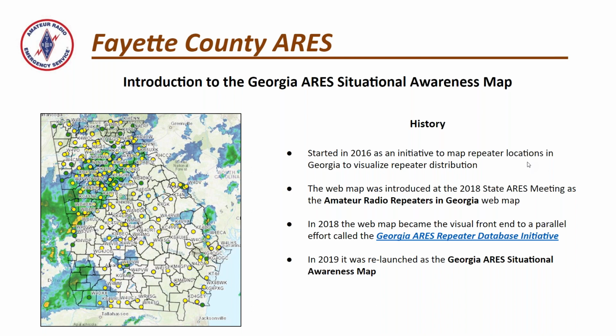So we started a collaborative effort that became something called the Georgia ARES Repeater Database Initiative. And we launched this at the 2018 State ARES meeting. And at first, this repeater map was just the front end to the ARES Repeater Database Initiative. And I'm not going to talk about it tonight. Just know that it's out there. And then it went through a few iterations. And then in 2019, I relaunched it as the Georgia ARES Situational Awareness Map. And we'll talk about why.